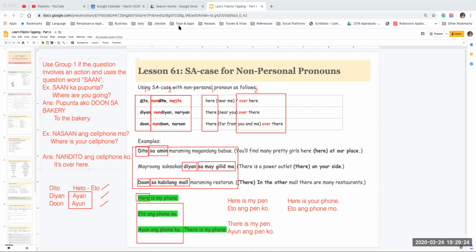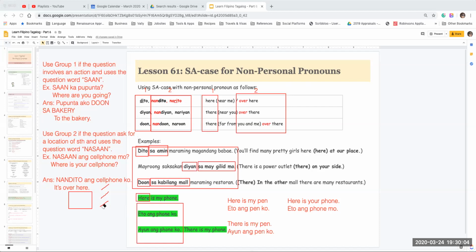Oh, what if you want to say this? Remember, when you say nasaan, I have to put it here because I did not put the same rule. Use group 1 if the question involves an action and uses the question word saan. But you use group 2 if the question asks for a location of something and uses the question word nasaan. All right? Clear? Okay.